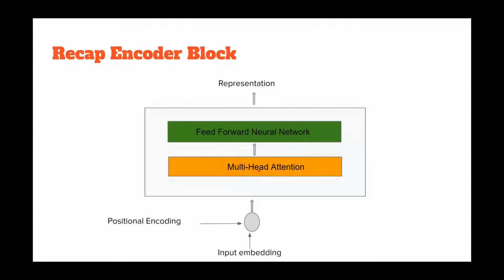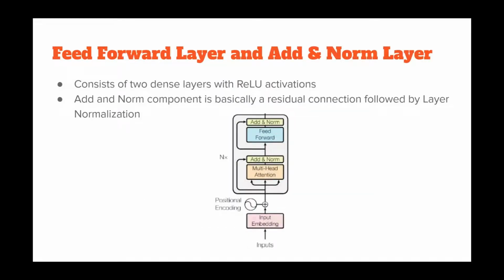Now we will see what's inside the feed-forward neural network. The feed forward layer consists of two dense layers with ReLU activations. The add and norm component is basically a residual connection followed by layer normalization.